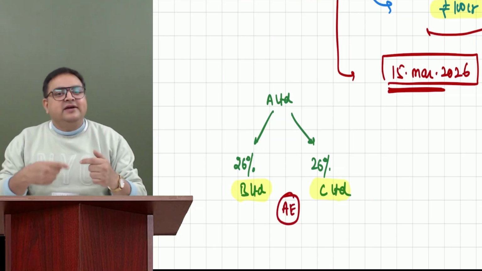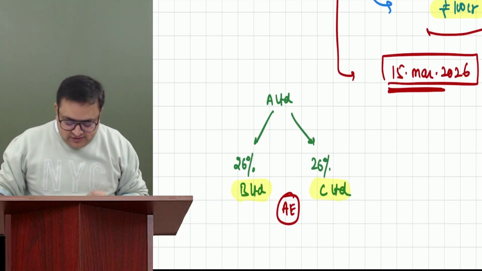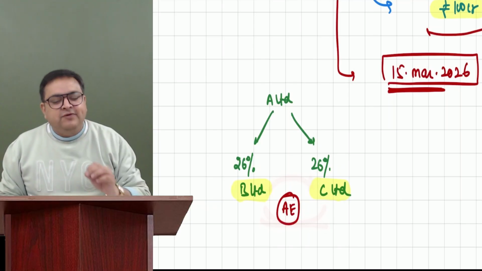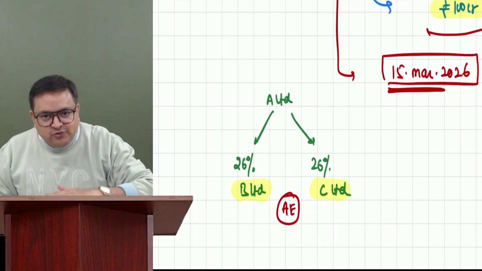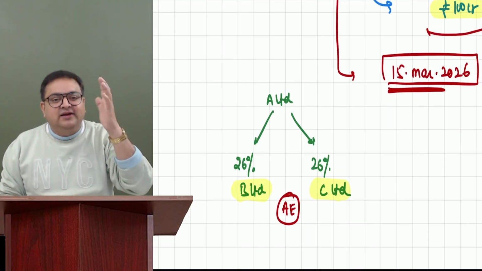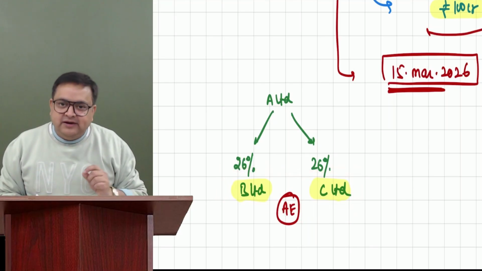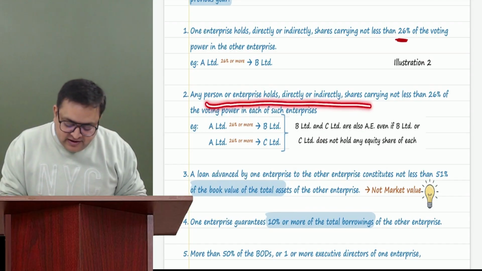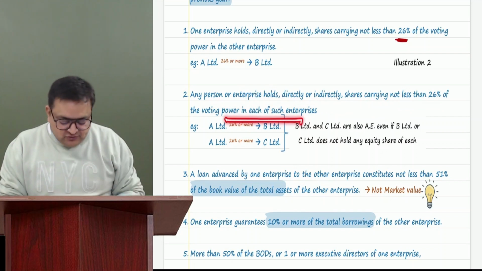And guys, what is the implication if you become associated enterprises? TP provisions, ALP. Correct? So now, if any transaction is happening between B and C, then also we will apply transfer pricing provisions. It is an international transaction as per section 92B and as per 92A. I'm specifically using these sections so that it can hit in your mind, right? 92A tells you that any person or enterprise holds directly or indirectly shares carrying not less than 26% of the voting power in each of the enterprises. So I've written it over here.